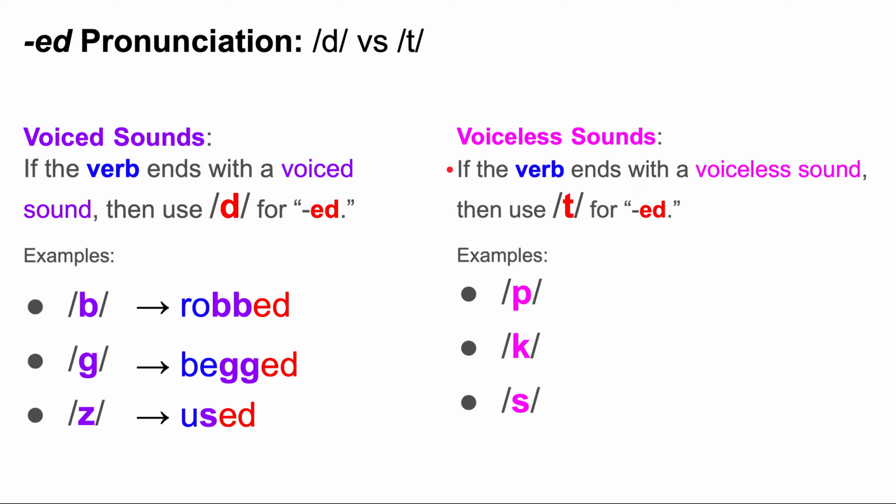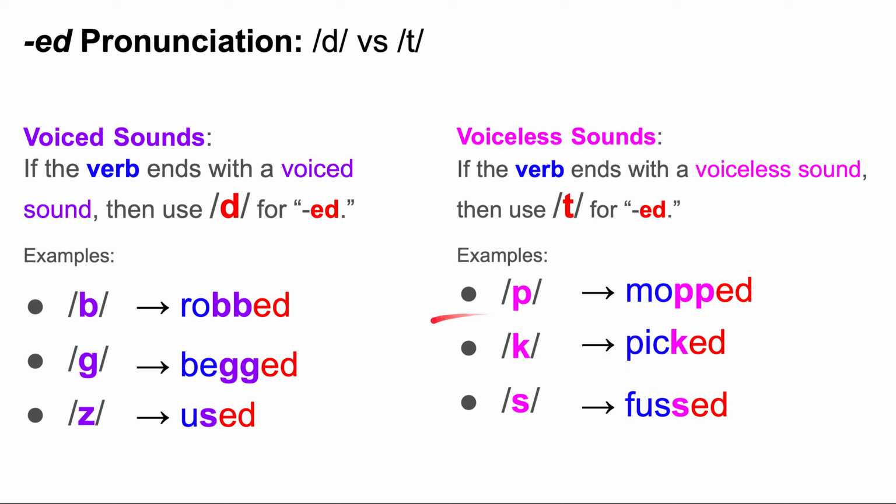On the other hand, if the verb ends with a voiceless sound, then we use t for ed. For example, p, such as mop, mopped. K, such as pick, picked. And s, such as fuss, fussed. So, if the verb ends with a voiced sound, then ed is pronounced as d. Rob, robbed. And if the verb ends with a voiceless sound, then ed is pronounced t. For example, p, mop, mopped.